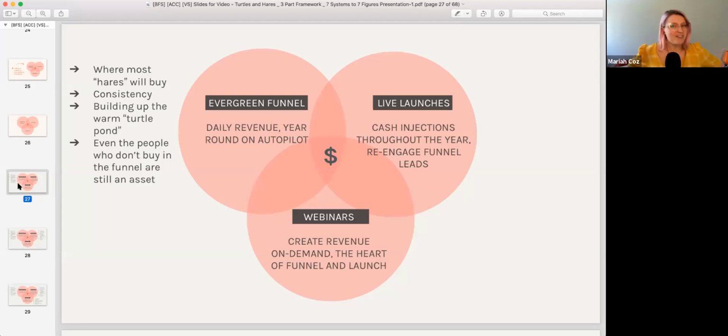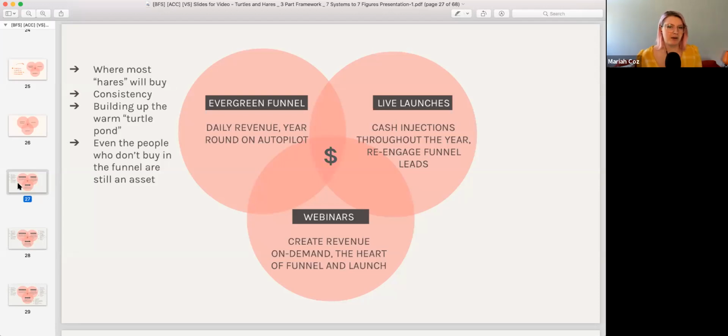Now, if you haven't guessed already, the evergreen funnel is where the hares are going to buy. This is where the majority of the hares that find your website, they find your opt-in, they find your email list, or they find your offer, this is where the hares are going to buy. Because in an evergreen funnel, like I said, they are given a chance to purchase your product immediately, and they have 5 days to buy it. So this is where the hares are going to buy because they are ready to make a fast decision.